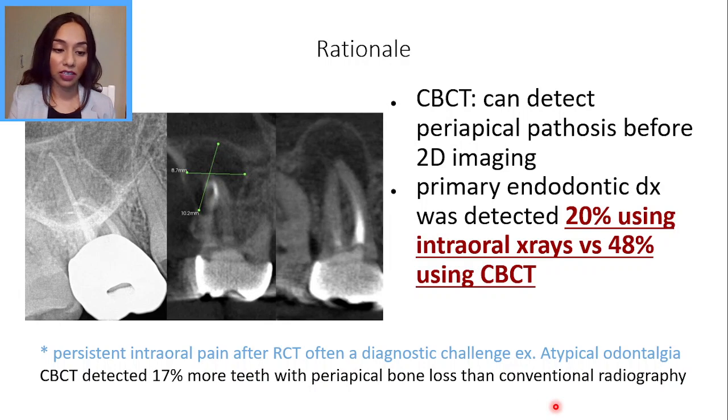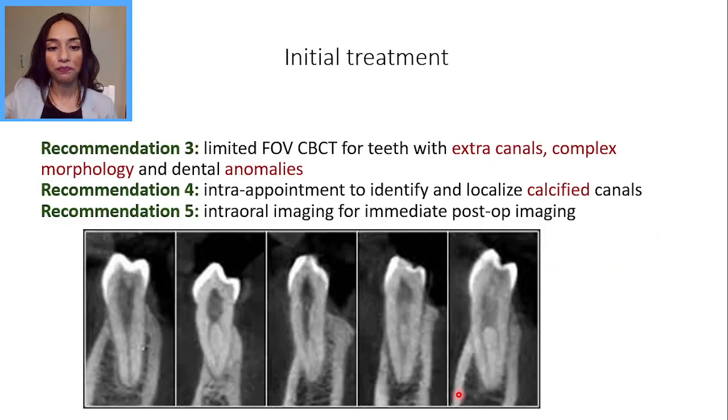an atypical odontalgia. And this is a picture I got from a study in which a patient had undergone root canal therapy on tooth number 3, and even though in the periapical image it's not quite obvious what's really going on, when a CBCT was taken, it was clear that there was bone loss. And what that highlights is that a CBCT can detect, in one study, 17% more teeth with periapical bone loss than conventional radiography, which I think is very important.